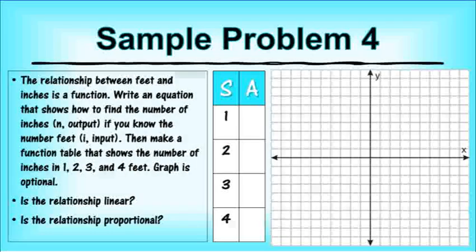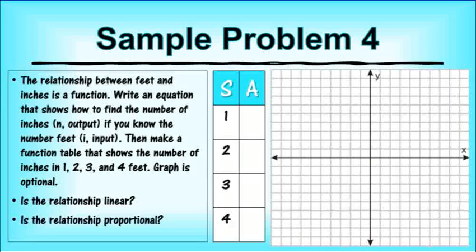Next one, the relationship between feet and inches is a function. Write an equation that shows how to find the number of inches, n, as your output, if you know the number of feet, f, for input. Then make a function table that shows the number of inches in 1, 2, 3, and 4 feet. Graph is optional. Right? So we are still going to graph it, but we want to answer two questions. Is the relationship linear? And then is the relationship proportional?